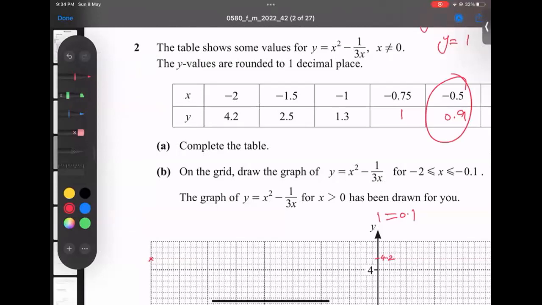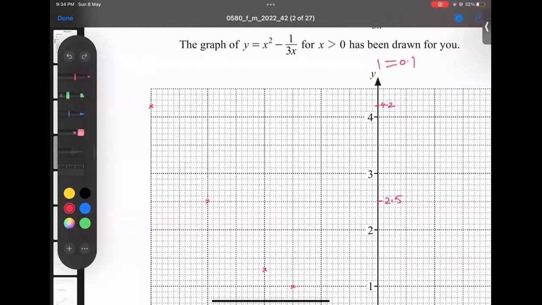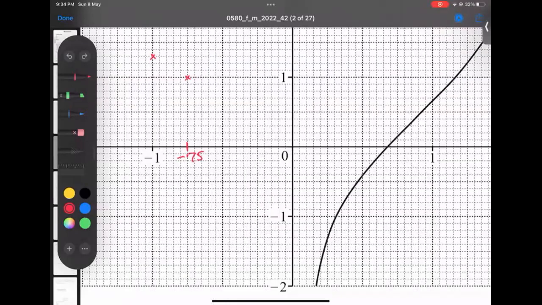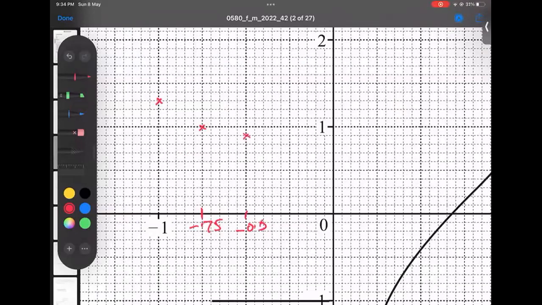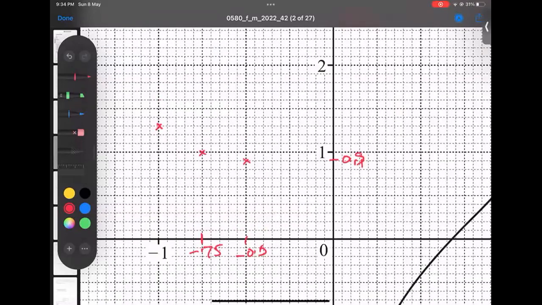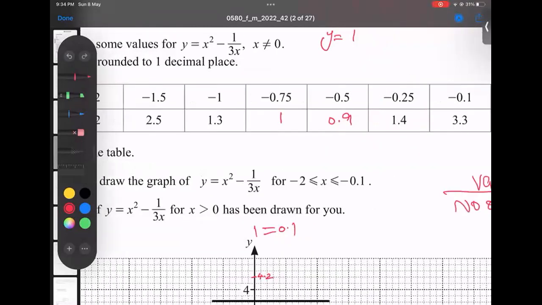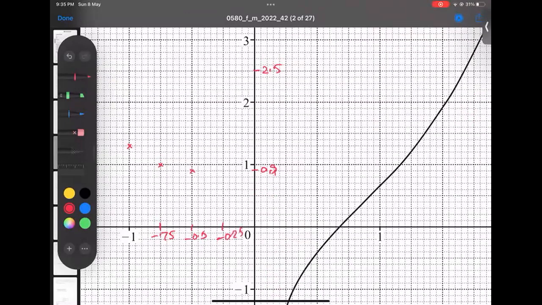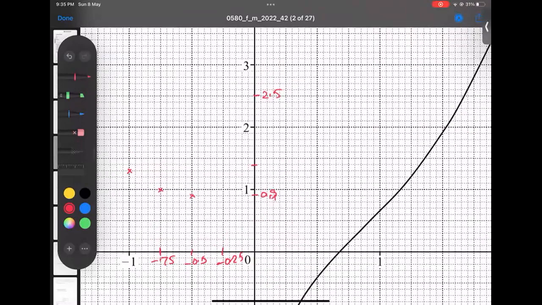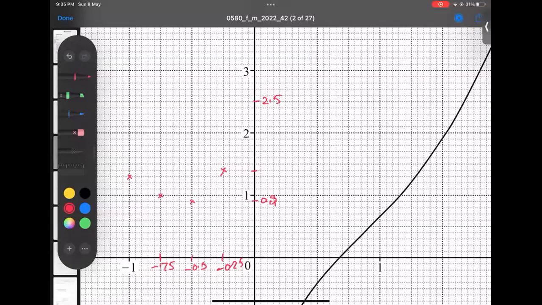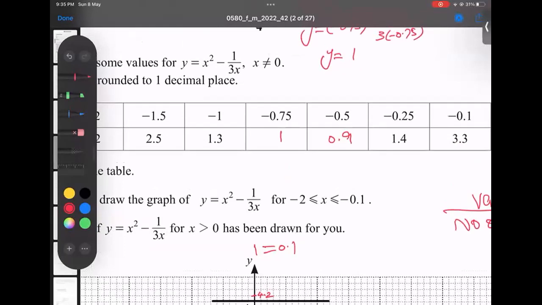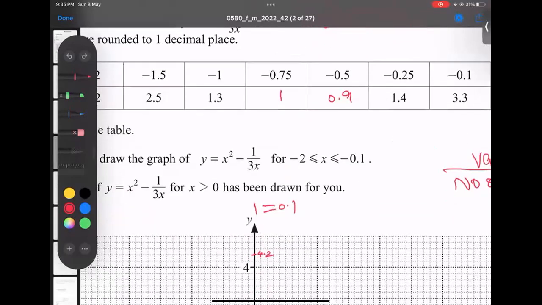Next point is -0.5 and 0.9. So 0.5 is here, -0.5 here, and 0.9 is this point. I believe it is not hard till now. Next point, -0.25 and 1.4. 1.4 is here. Alhamdulillah, the point is clear. Let me recheck. Yes. And the last point, -0.1 and 3.3.